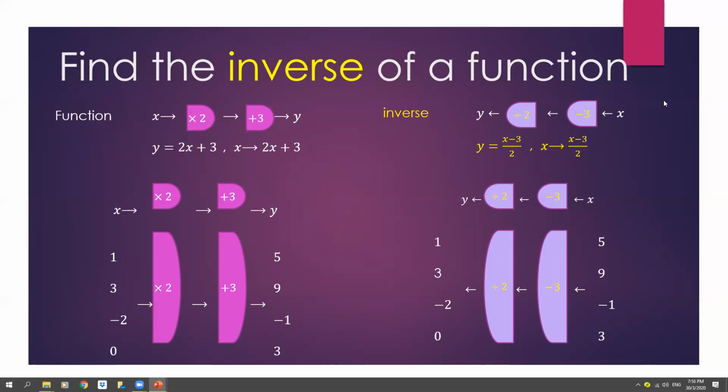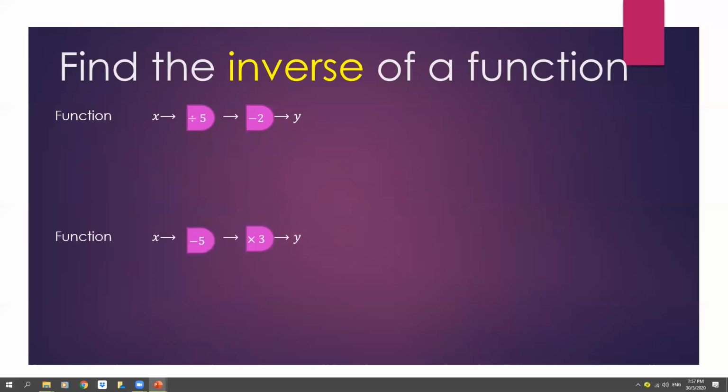So you can actually write the inverse function in these 3 methods: function machine method, equation method, or mapping method. It depends on the question. Okay. Now let's see another example, a few examples that I'll show you.